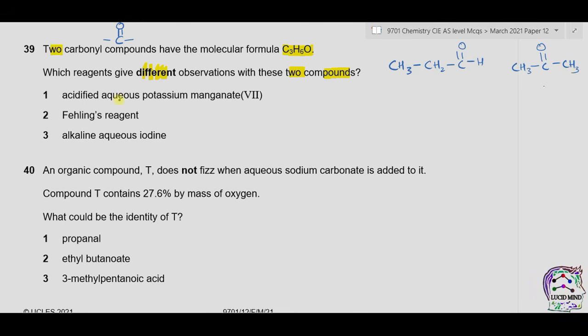First one is acidified aqueous potassium manganate 7. This is oxidizing agent. It will oxidize aldehyde to carboxylic acid, CH3, CH2, COOH, but it cannot oxidize ketone. Itself it will convert from purple to colorless when it is oxidizing aldehyde. So therefore this will give different observations.